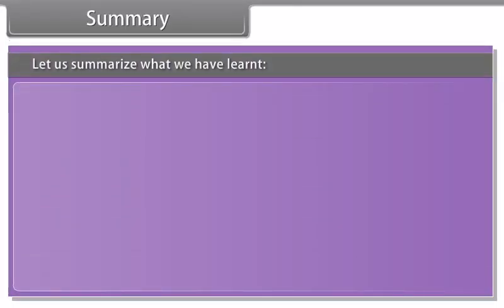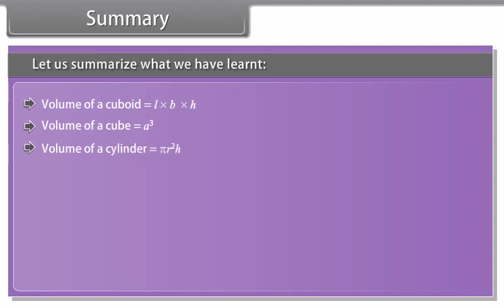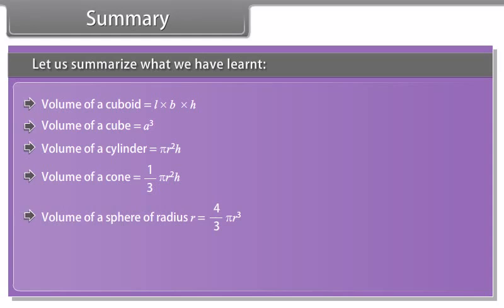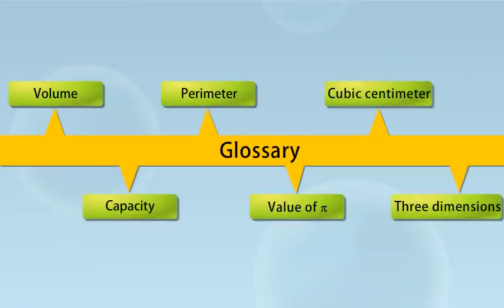Let us summarize what we have learned. Volume of a cuboid is equal to L into B into H. Volume of a cube is equal to A³. Volume of a cylinder is equal to pi r² h. Volume of a cone is equal to 1 upon 3 pi r² h. Volume of a sphere of radius r is equal to 4 upon 3 pi r³. Volume of a hemisphere is equal to 1 upon 2 into 4 upon 3 into pi r³, which is equal to 2 upon 3 pi r³.